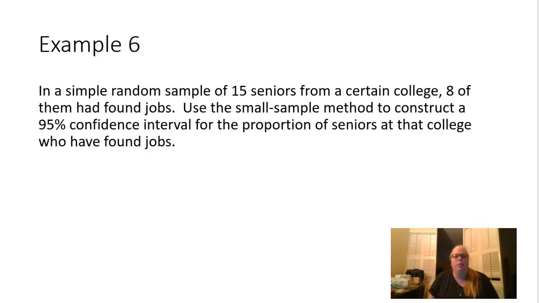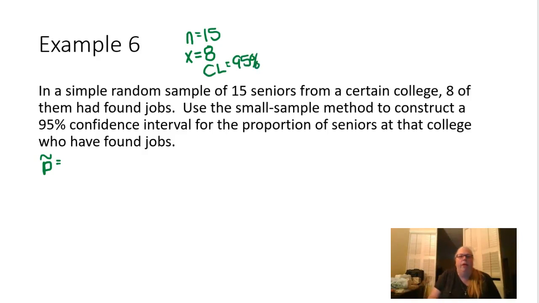Example 6. In a simple random sample of 15 seniors from a certain college, 8 of them had found jobs. Use the small sample method to construct a 95% confidence interval for the proportion of seniors at that college who have found jobs. All right, this time, instead of finding p hat, we are going to be looking for the p squiggle. Let's look at the things that we know. Our sample size here is 15. The number of items in the sample that have our desired result is 8, because 8 people found jobs. And of course, our confidence level, we want to use 95%.